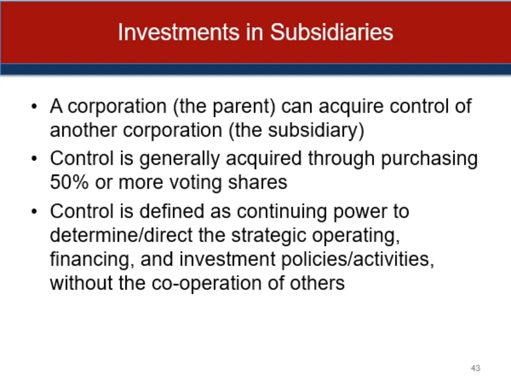If the parent and the subsidiary prepare separate financial statements, the investment in the common shares of the subsidiary is presented as a long-term investment on the financial statements of the parent under the equity method. The equity method is sometimes called one-line consolidation because there's one line on the income statement and one line on the balance sheet.